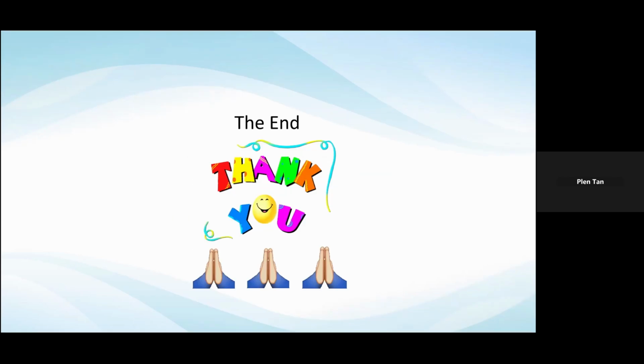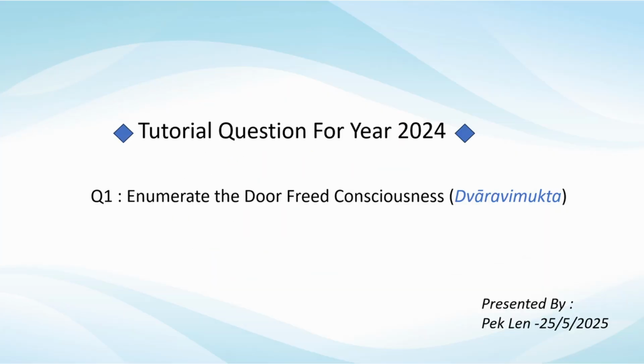That's it for that question. Then my next question, I think it is the same as Brother Ko's: enumerate the door-free consciousness, but mine is not so detailed as Brother Ko's one.